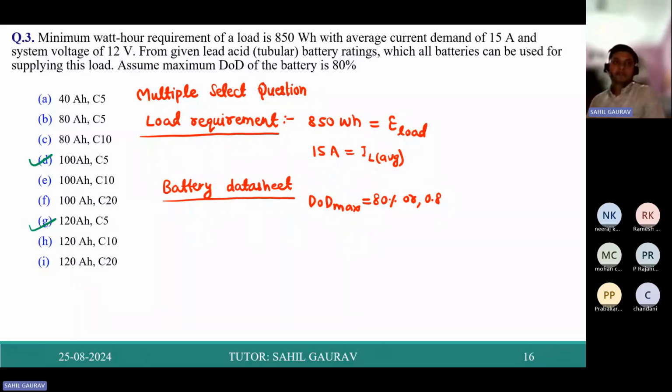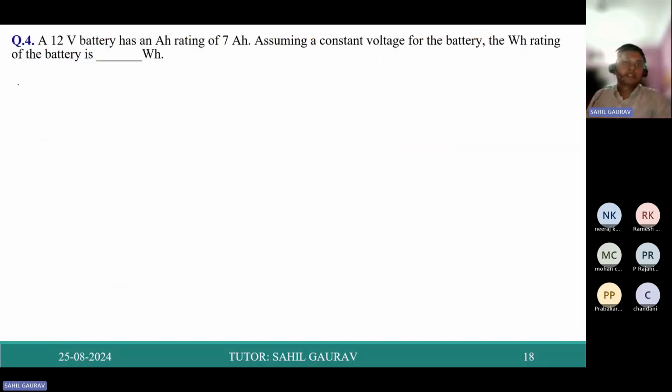Now coming to the next problem. A 12 volt battery has an ampere hour rating of 7. So what are the things given? The charge capacity of the battery is given as 7 ampere hour. Assume a constant voltage; the voltage of the battery is given as 12 volt. Assuming constant voltage for the battery, find the watt hour rating of the battery. So here they are finding the energy rating of the battery.